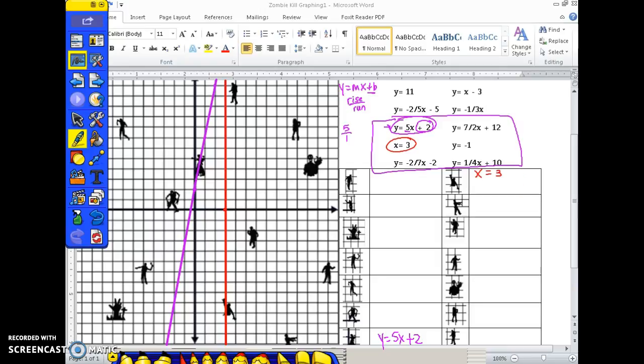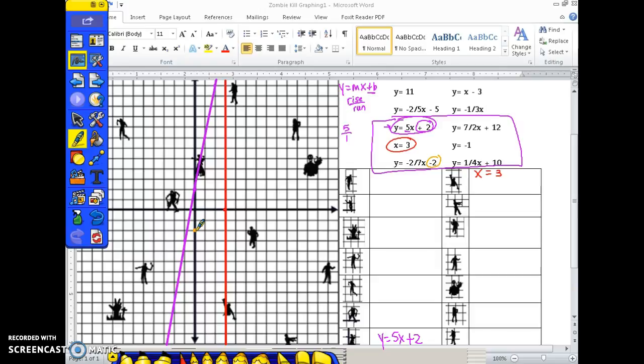Alright, my next one. It's in slope-intercept form, so I don't have to isolate my y because it's already been done. I start with my y-intercept, which is the number that is not with x, the number at the very end of the equation, and I'm going to go down 2 on the y-axis and put a point.